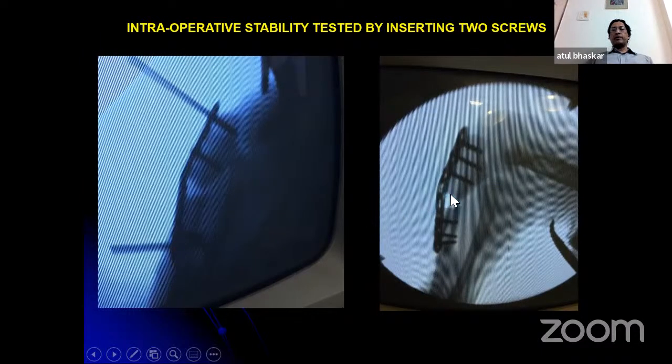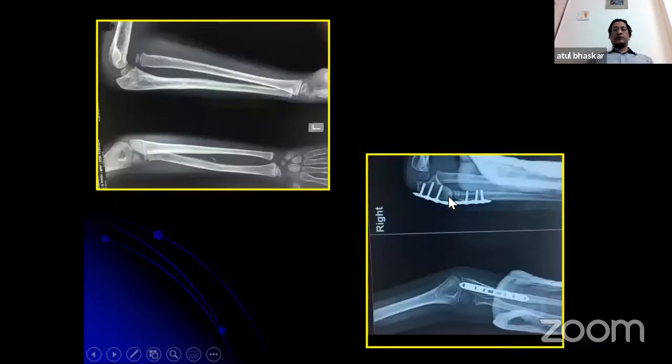If this gap is more than 7 millimeters, I would graft it, or generally they heal up, like in this child. So we never did any grafting here. Slowly he's healed up and he's got full range of movement.